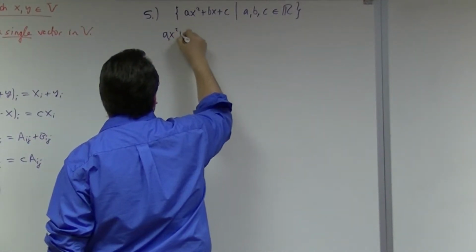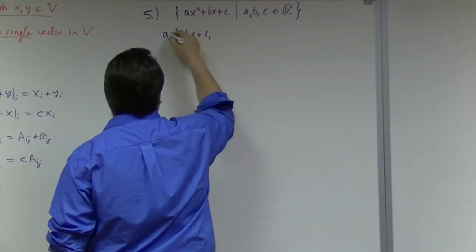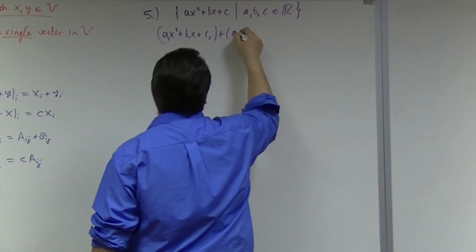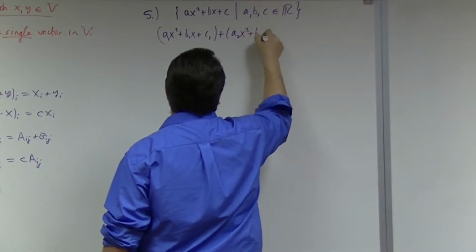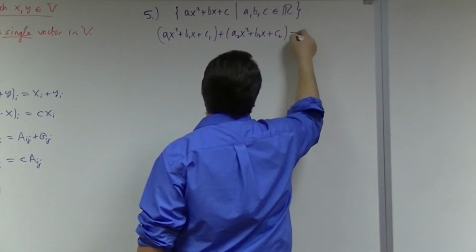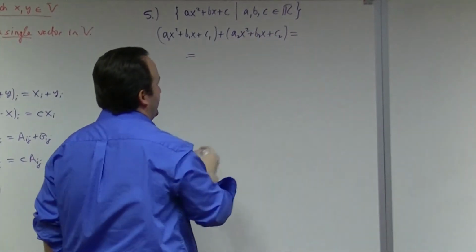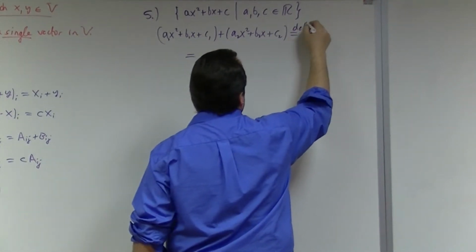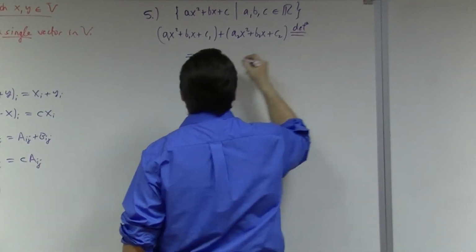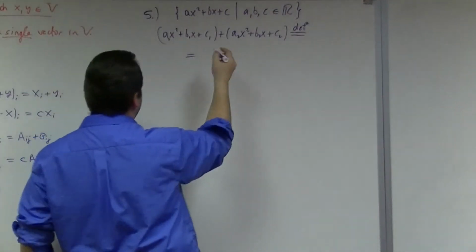So let's say a1x squared plus b1x plus c1, and I want to add that to a2x squared plus b2x plus c2. How would you add those? What would you make your definition of addition? You add the terms that have the same power.